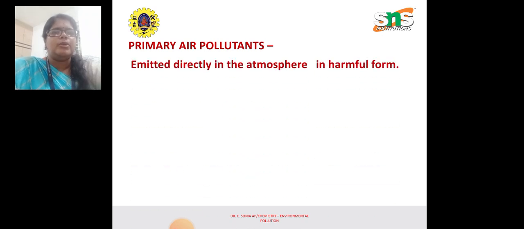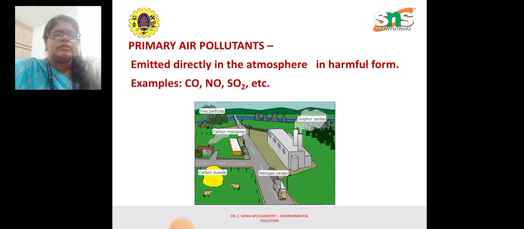Primary air pollutants are emitted directly into the atmosphere in harmful form. We can see in the picture carbon monoxide, nitrogen oxides, carbon dioxide, fine particles, and sulfur oxides from the industry. These are the primary air pollutants.